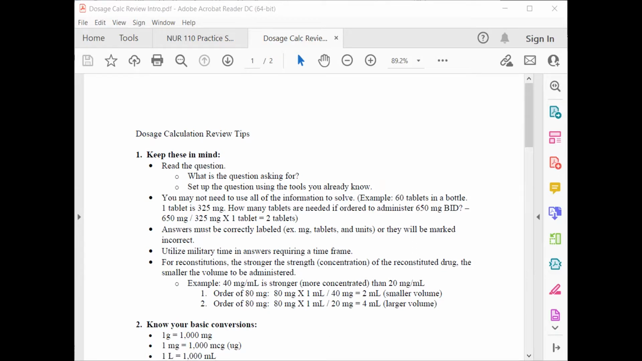So the practice questions and everything are posted on Blackboard for your 110 general site. There's a dosage calc review. It's also in the announcements, and there is a link to the Microsoft OneDrive folder, and that's where you'll find all the practice questions. But it is on Blackboard, the 110 Blackboard.